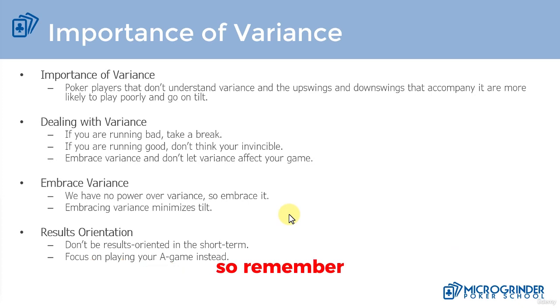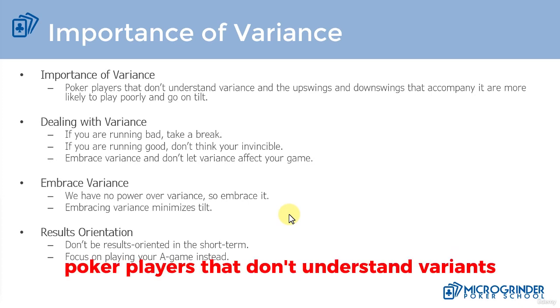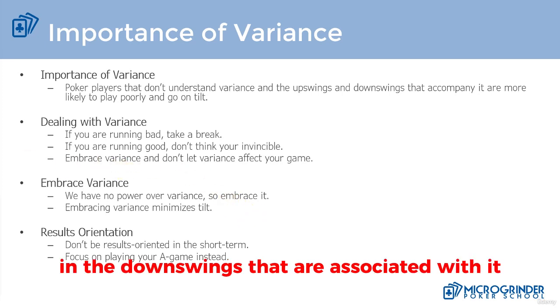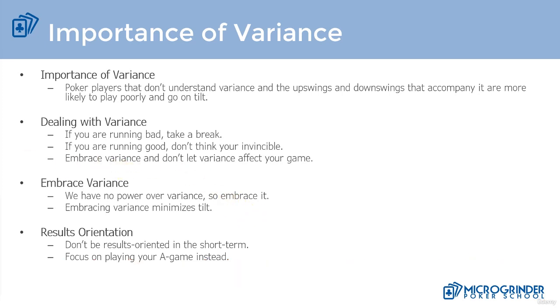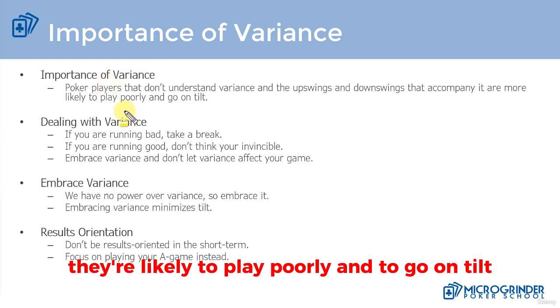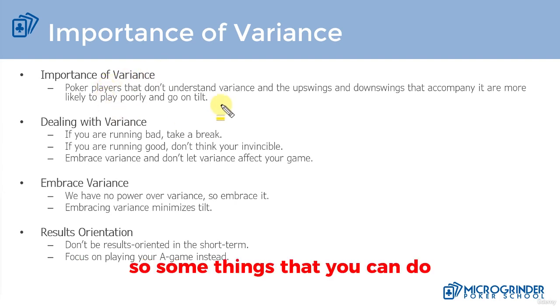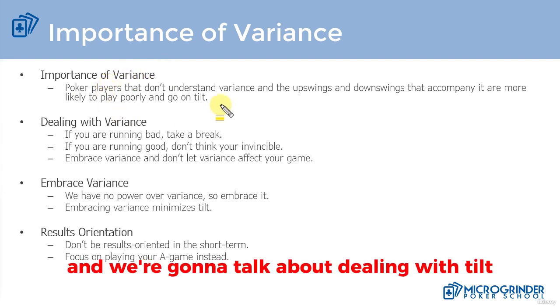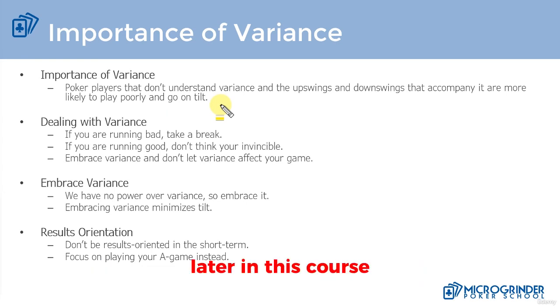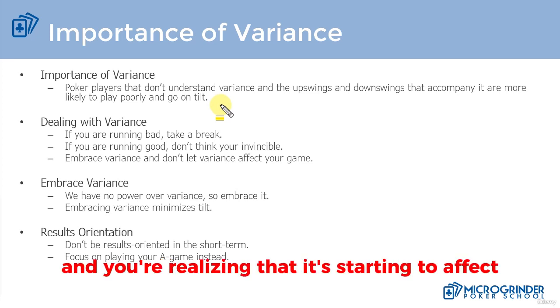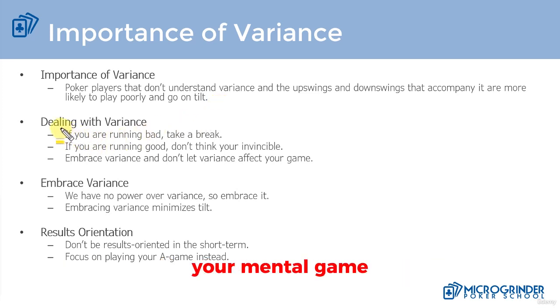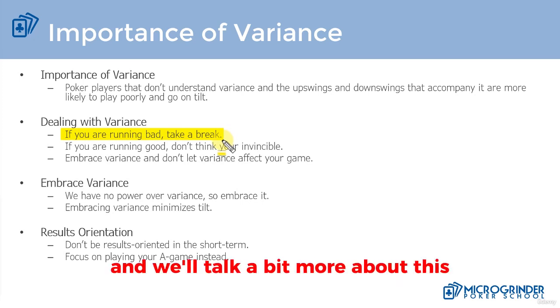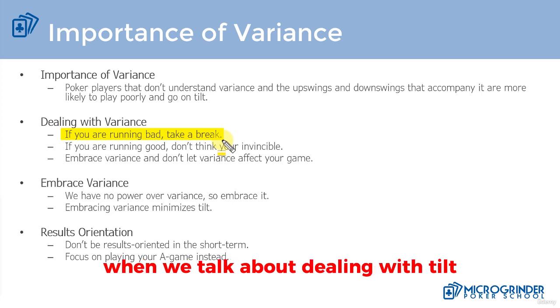Remember, poker players that don't understand variance and the upswings and downswings associated with it are likely to play poorly and go on tilt. We're going to talk about dealing with tilt later in this course, but if you're experiencing tilt and realize it's starting to affect your mental game, take a break. Stop playing the session, get up, and take a break, and we'll talk a bit more about this when we talk about dealing with tilt.